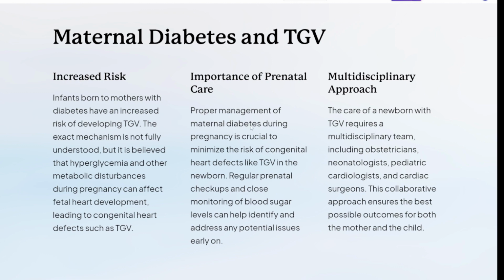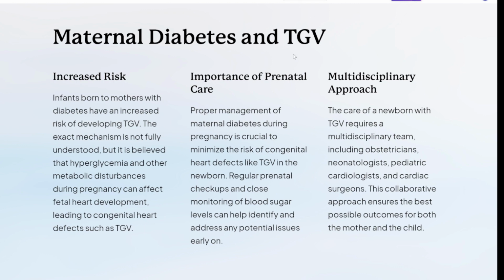What is the role of prostaglandin E1, PGE1, in the management of TGV? In TGV, PGE1 is administered to maintain the patency of the ductus arteriosus, providing a temporary extracardiac shunt to allow some mixing of oxygenated and deoxygenated blood, thus improving systemic oxygenation until definitive surgical intervention can be performed.